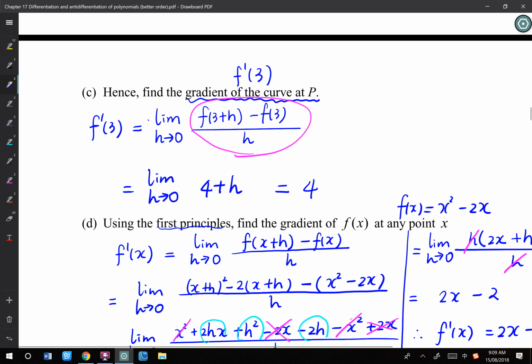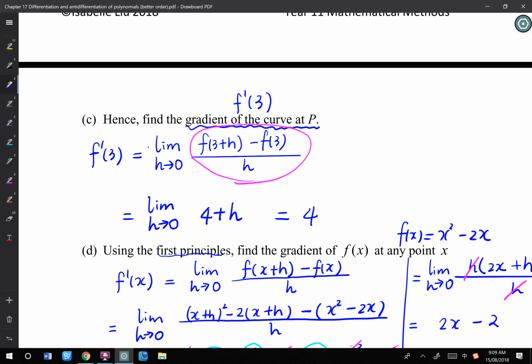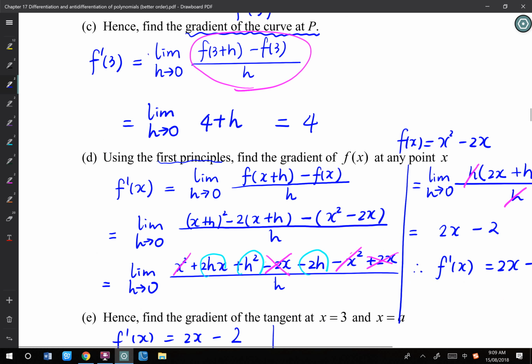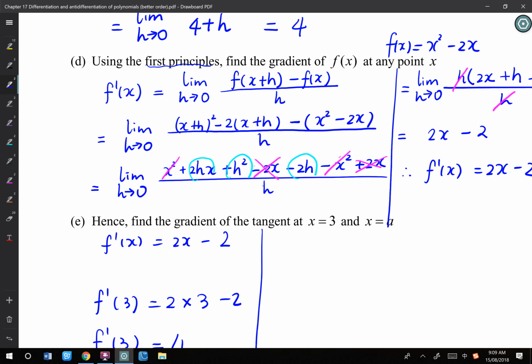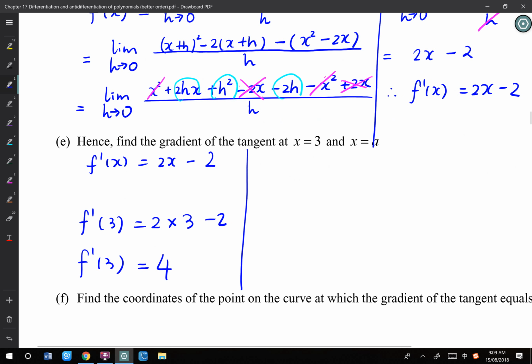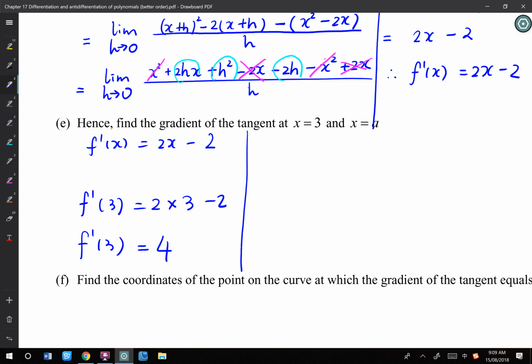So for C, this equation only works for f dash 3. But for D, this equation will work for any value. So we recommend using first principle directly and then subbing values in. Also asked to find the gradient at x equals a. So f dash a equals 2a minus 2.